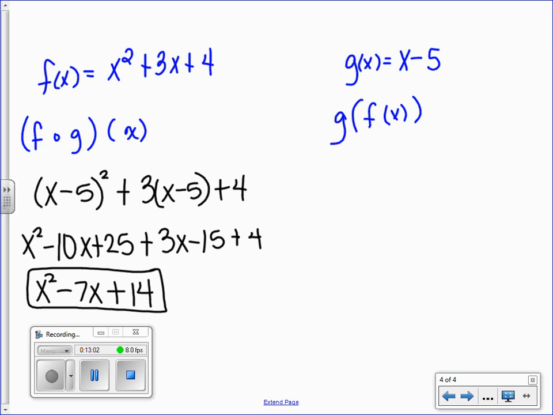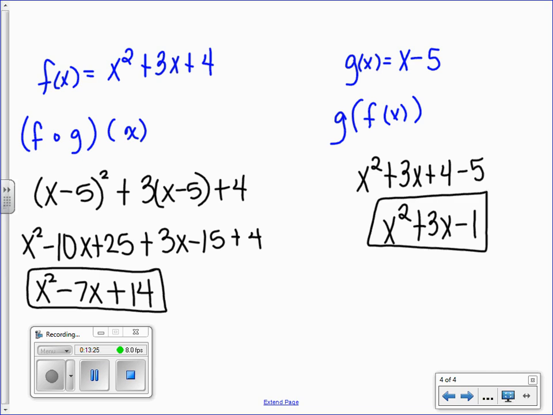Okay. Now this one's a lot easier, right? Because you put the long problem inside the little problem. So x minus 5, well, x is x squared plus 3x plus 4. Oh, minus 5. X squared plus 3x minus 1. And there you go. Okay? Easy stuff, right?